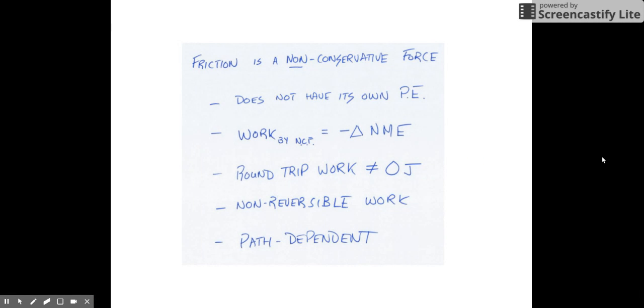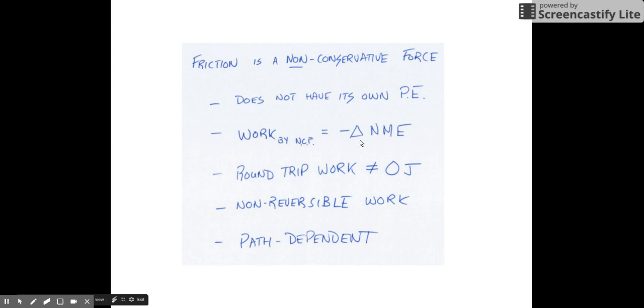Okay, so the counterexample here would be the force of friction, and friction is a non-conservative force. The first thing to clue us into that is that friction does not have its own form of potential energy. There's no frictional potential energy. In fact, the work that friction does is converted into thermal energy. And thermal energy is considered to be non-mechanical because it is not associated directly with the potential energy or the kinetic energy of a large macroscopic object. So the work that's done by friction causes a change in another form of energy, which is thermal energy.